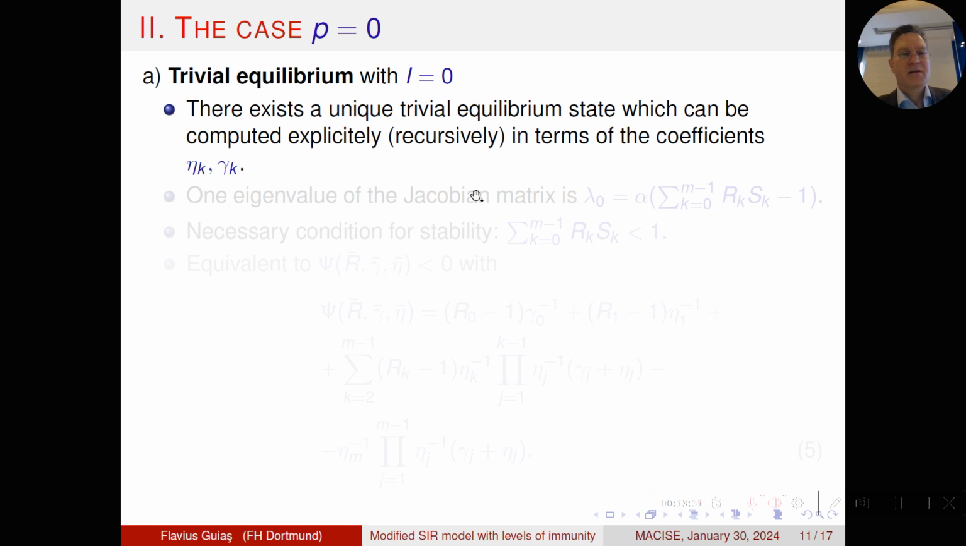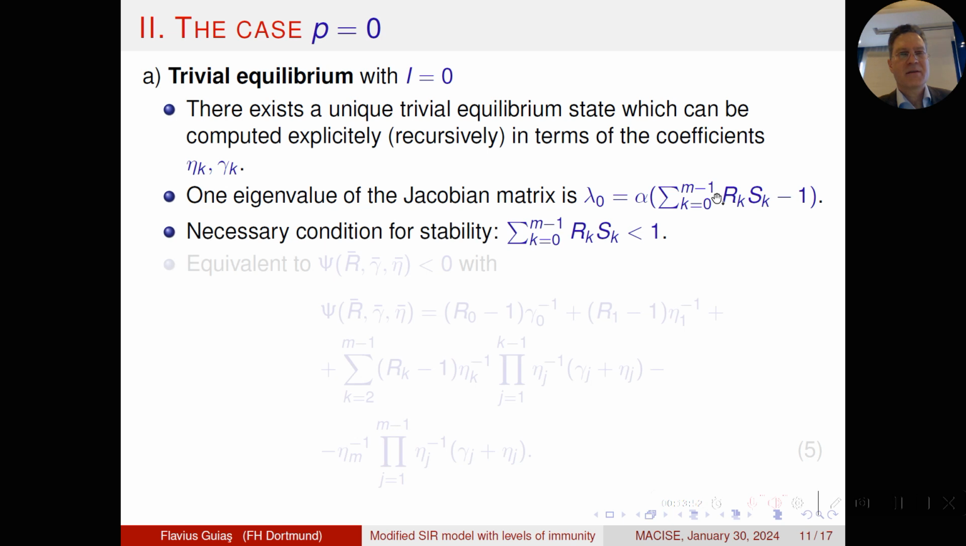Now, again, the same 2 types of equilibria. First, the trivial equilibrium. You can compute this explicitly, but I will not give the formula. It's not 1, 0, 0. Each component is non-trivial, and they can be computed in terms of these coefficients. One eigenvalue of the Jacobian matrix is this one.